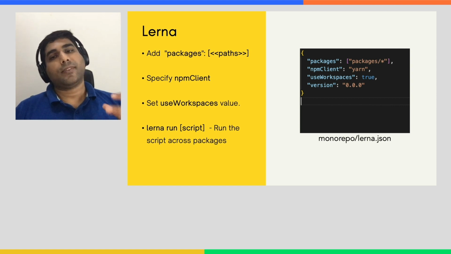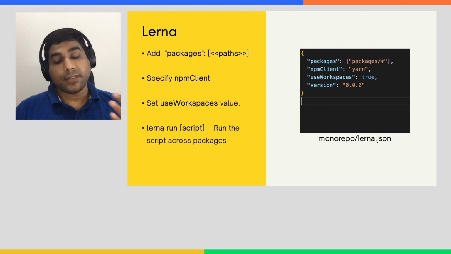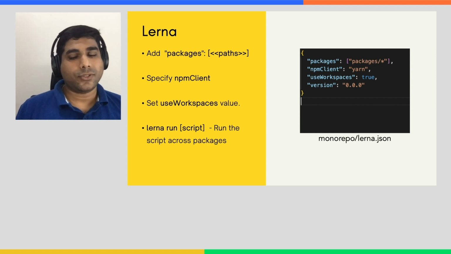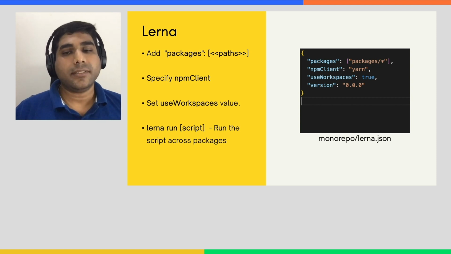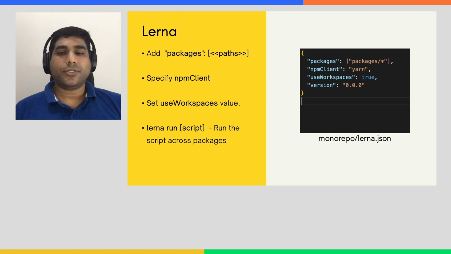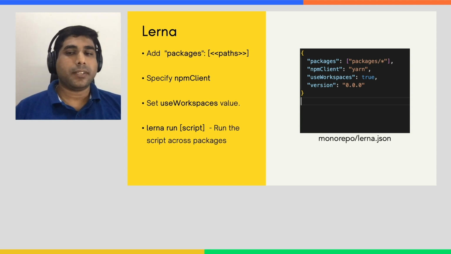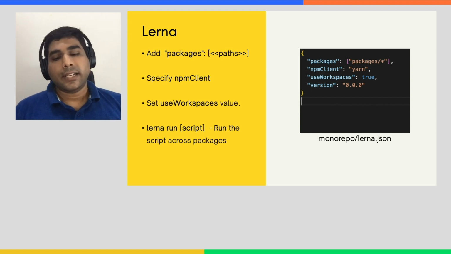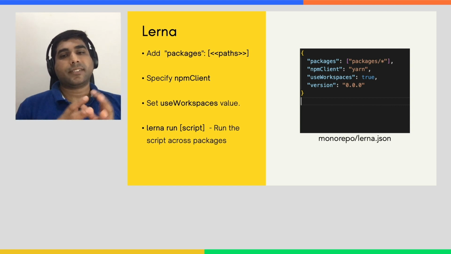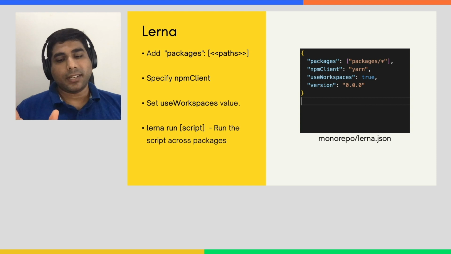You can also set the use workspaces configuration to true if you're using Yarn workspaces. This is optional, so if you're not using Yarn workspaces or PNPM workspaces, you can set it to false. If you set it to true, the advantage is that whenever Lerna is trying to run the commands, it leverages the workspace's dependency resolution a lot more easily, right?